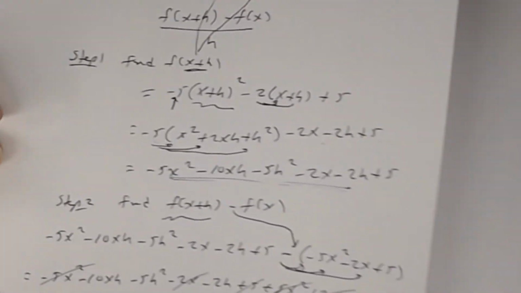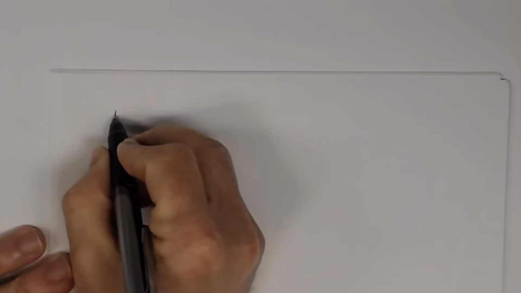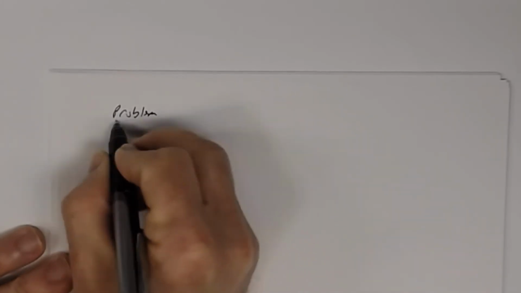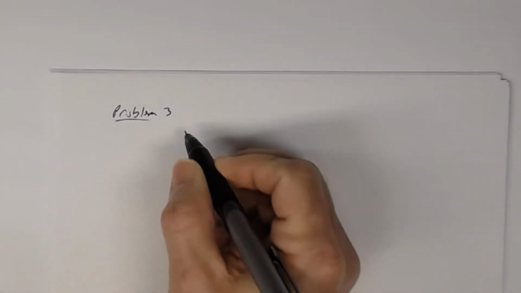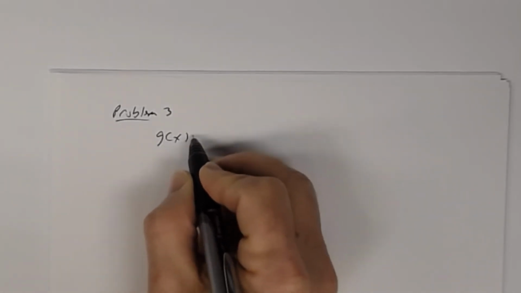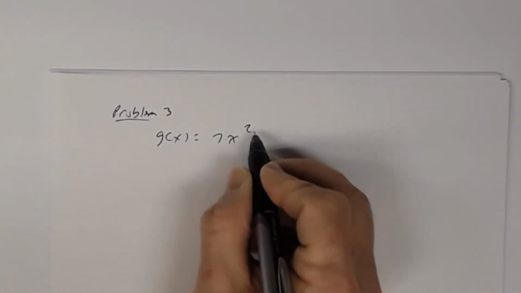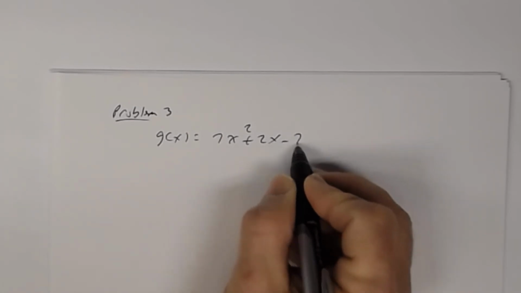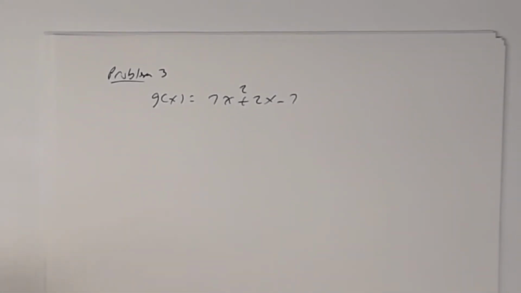Let's look at problem 3. So problem 3, in all of the worksheets, it's either going to be quadratic or linear. All right, so problem 3. So in problem 3, let's suppose we had this. g of x equals 7x squared plus 2x minus 7. All right, and let's go through the process again. Let's do the steps. Most students prefer doing it in steps.